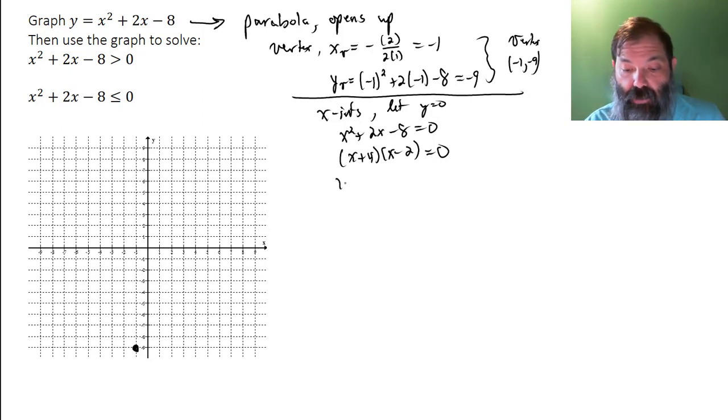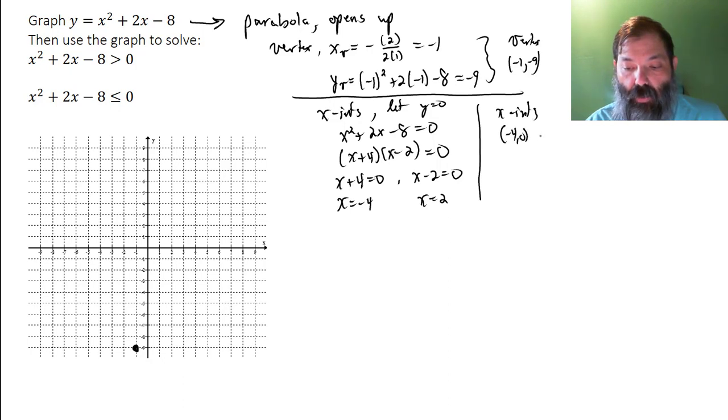So then set the factors to 0. x plus 4 equals 0, x equals negative 4. x minus 2 equals 0, x equals 2. So that tells me that my x-intercepts are at negative 4, 0 and 2, 0.